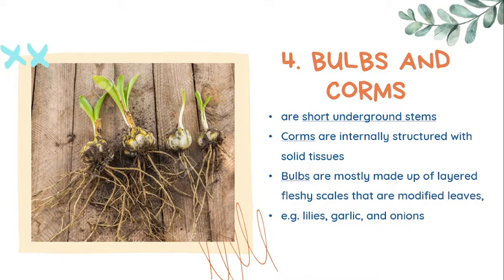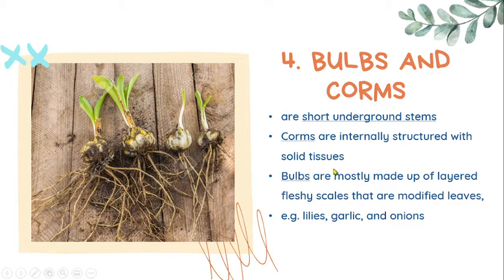Next, number 4, we have bulbs and corms. They are also short underground stems. Take note, they are short. So most of them come in round shapes. For corms, they are internally structured with solid tissue. So if we cut them open, it's solid all the way inside. But for bulbs, as some of you already know, they have layers. Like for example, in garlic, we have cloves of garlic, right? And then onions have a lot of layers on them.